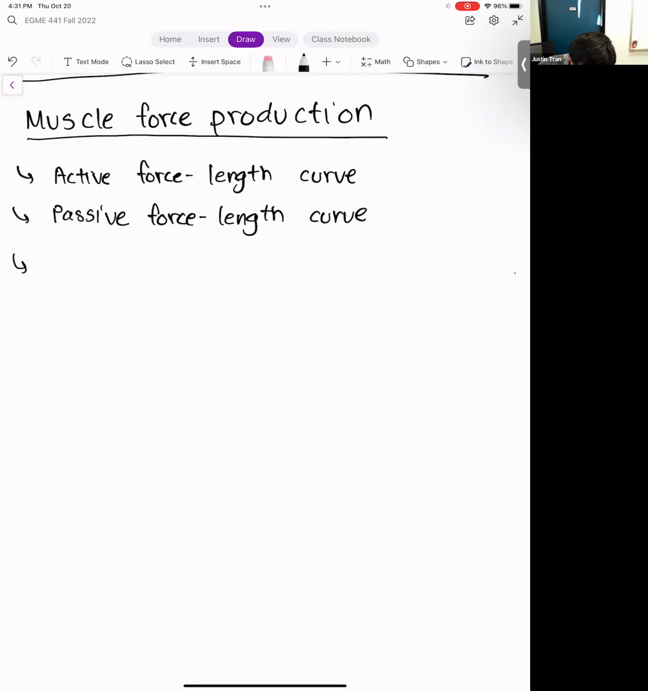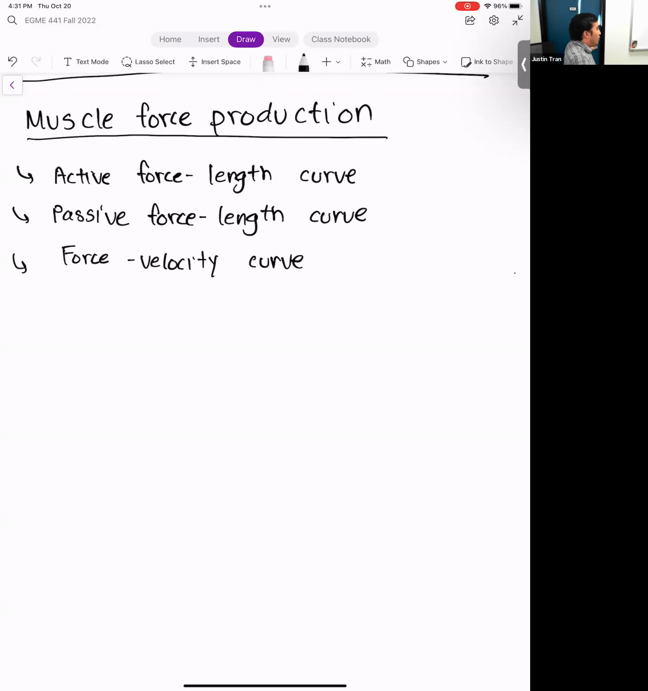And there's the force velocity curve. So these 3 curves are really important to understand in terms of muscle function.